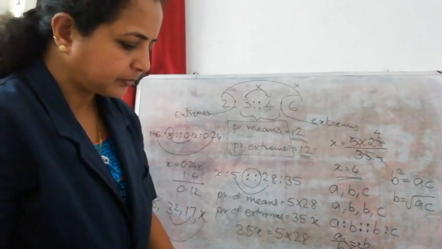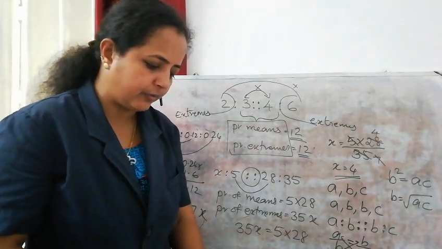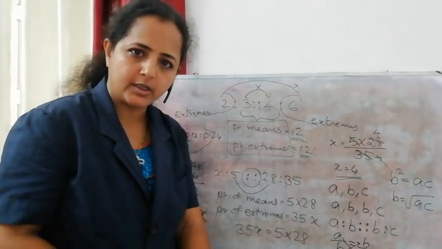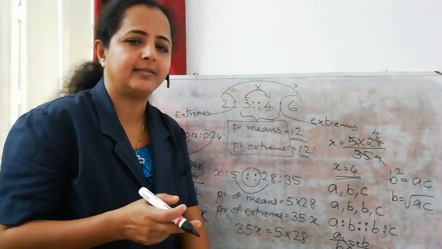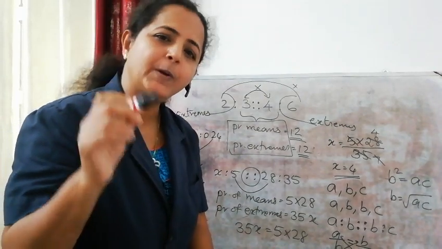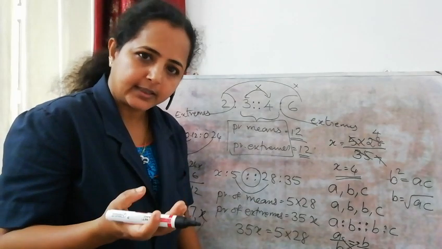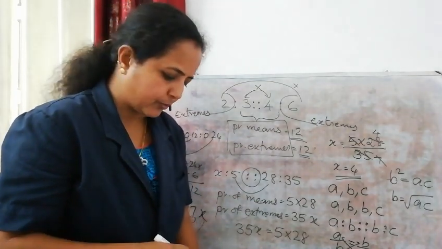Okay. So in this, some exercise questions are there. First one: determine whether the following numbers are in proportion or not. How to find? Yes. Which one? Correct. Product of means equal to product of extremes. Find the two values and check. If they are equal, we can say that they are in proportion.